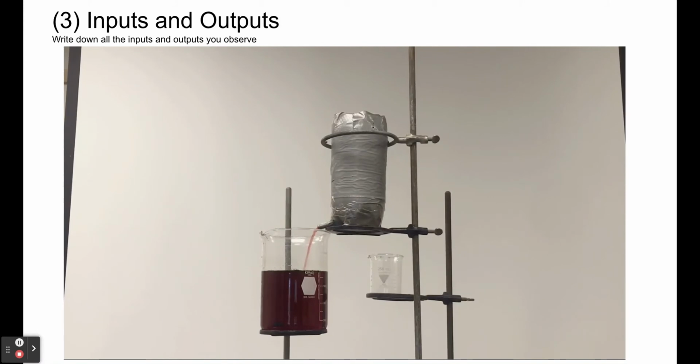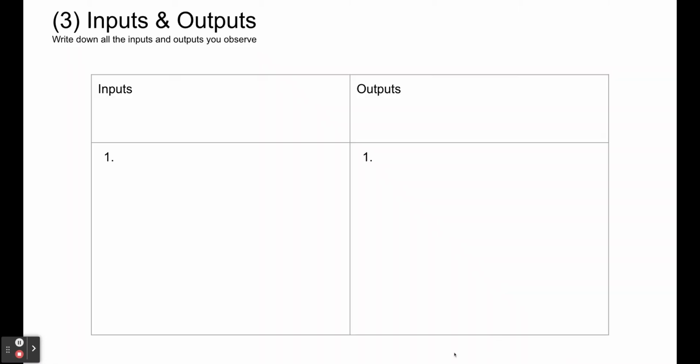So once again, you're making any observations you can about any of the inputs, any of the outputs. So, again, speed, color, volume, et cetera. So then you write down your inputs and your outputs.